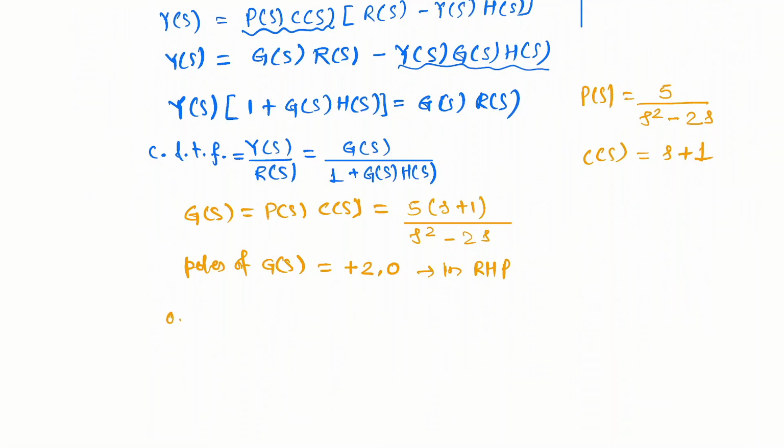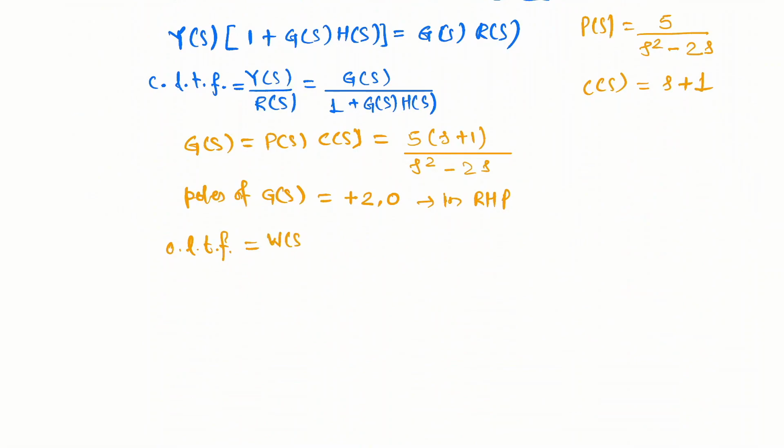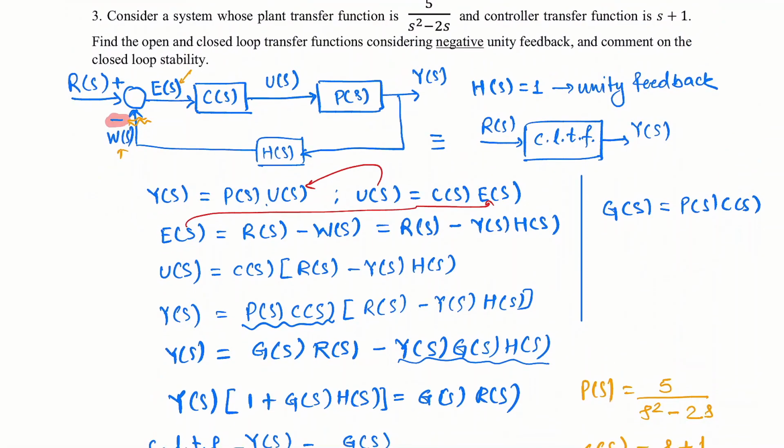What is an open loop transfer function? We just break the loop here and we are interested in W of S over E of S. So we start with E of S. It goes into C to form U, and it goes into P to get Y. So W of S would be H of S into P of S into C of S into E of S. So this E of S can be taken to the denominator and we are just left with the product of these three transfer functions.